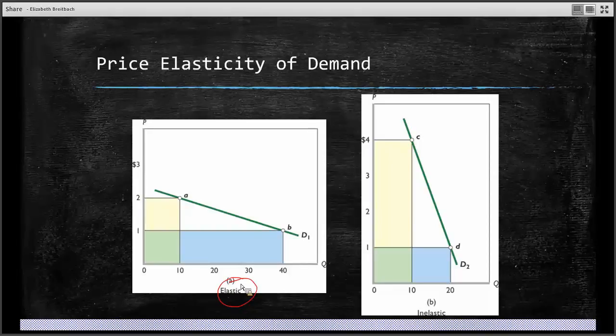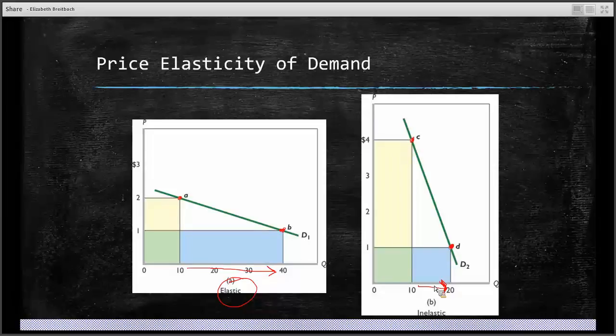So when the price of the product dropped from $2 to $1, so it got cut in half, people drastically changed the amount that they consumed. They consumed 30 more units. As opposed to in our second graph here, when the price changed from $4 to $1, so this is a much bigger drop in price, consumers hardly changed their behavior at all. There were very small changes in their behavior, even though there was a drastic drop in price.